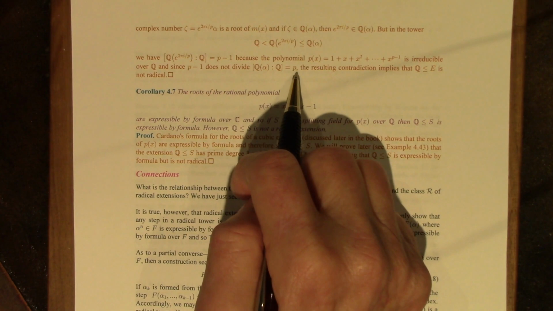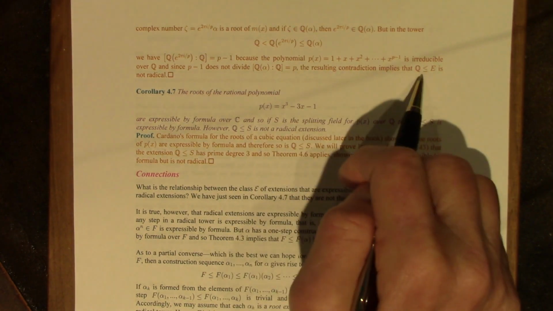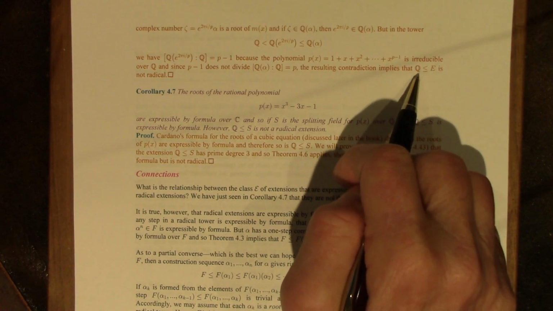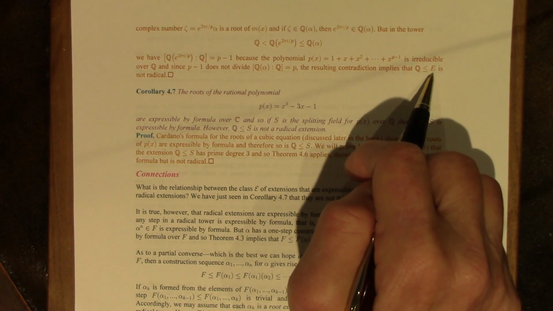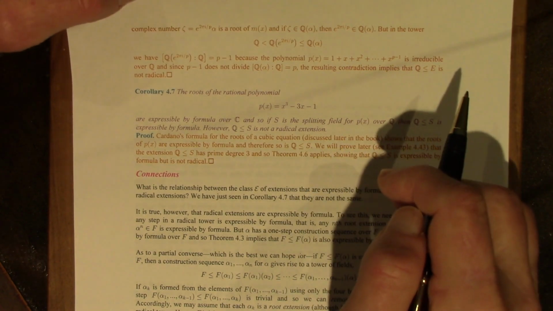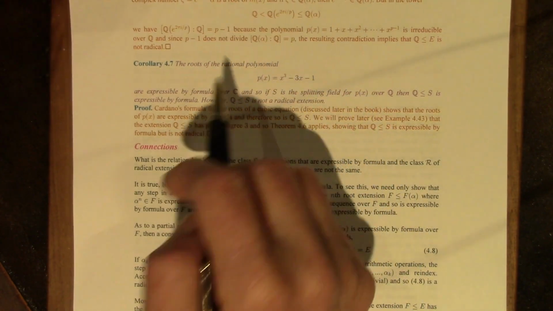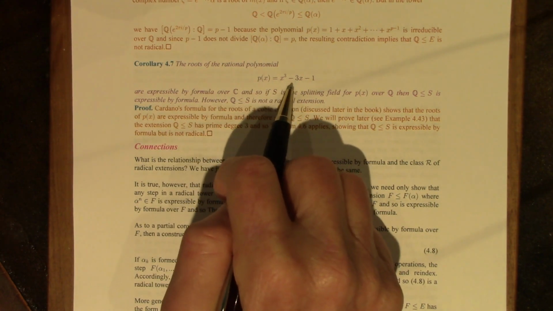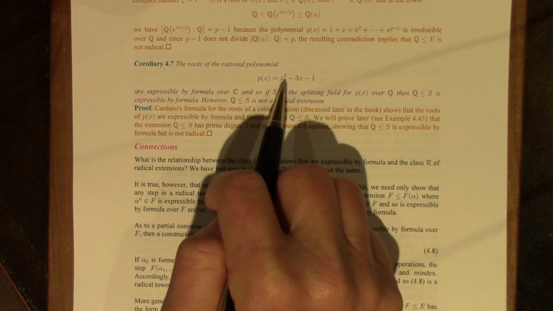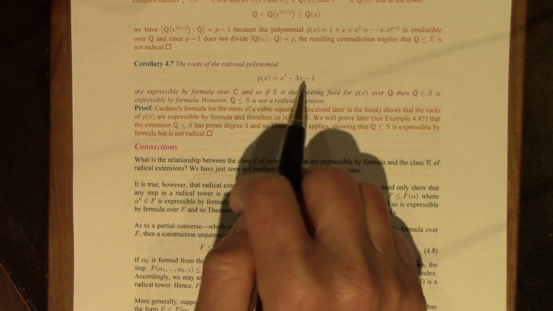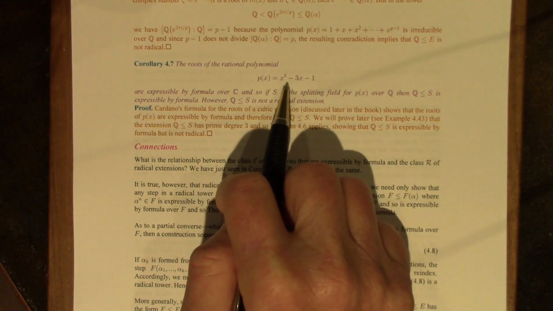So there's a contradiction here, and the extension cannot be radical. It cannot be a radical tower. It cannot be a root extension. As a corollary to the previous theorem, the roots of this particular rational polynomial are expressible by formula over the complex numbers, for example.